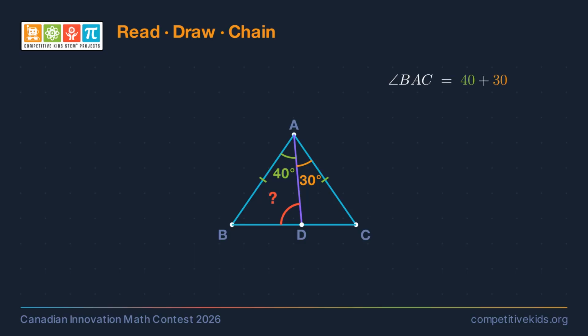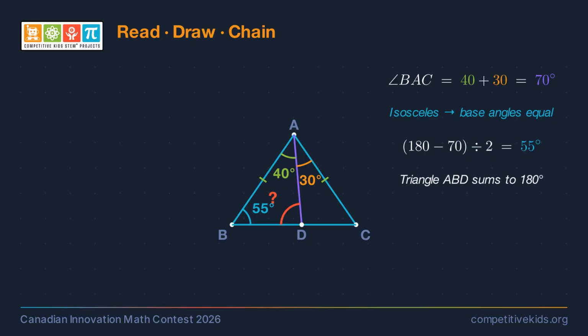Fact 1. The whole top angle is the two pieces added together, so angle BAC is 40 plus 30, which is 70 degrees. Fact 2. The triangle is isosceles, so the two bottom angles must be equal. All three angles in a triangle add to 180, so the two bottom angles share 180 minus 70, which is 110, split in two. Each base angle is 55 degrees. In particular, angle ABD is 55 degrees.